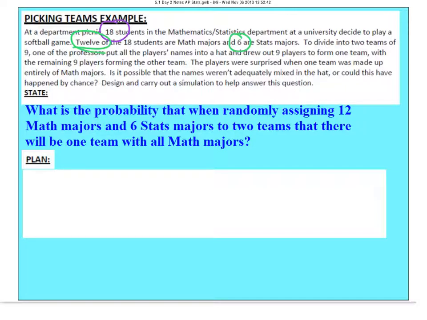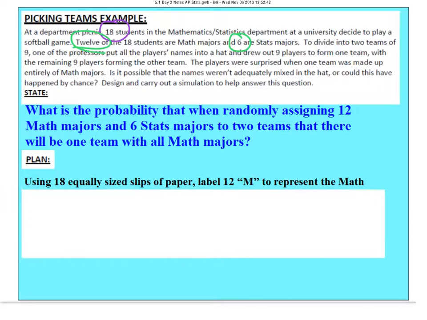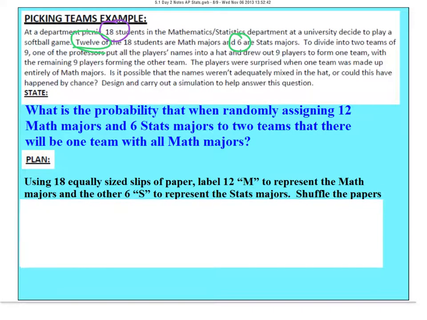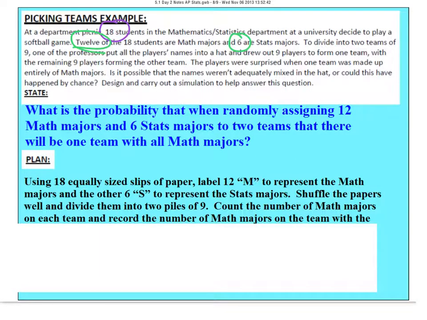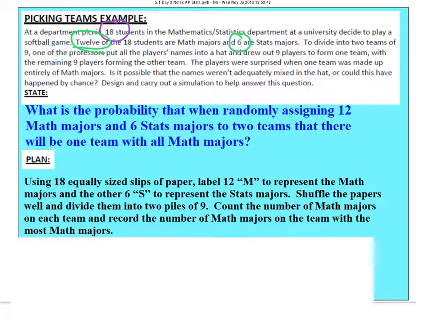To simulate this, we have 18 people. Remember, 12 math, 6 stats. So why don't we do equal size pieces of paper, 12 of them with M's and 6 of them with S's, 12 with M to represent math, 6 to represent stats. We're going to shuffle the papers and just put them in 2 piles, one of 9 and the other 9. Divide them into 2 piles of 9. Count the number of math majors on each team and record the number of math majors on the team with the most math majors. We're trying to see if we ever get a team with 9.